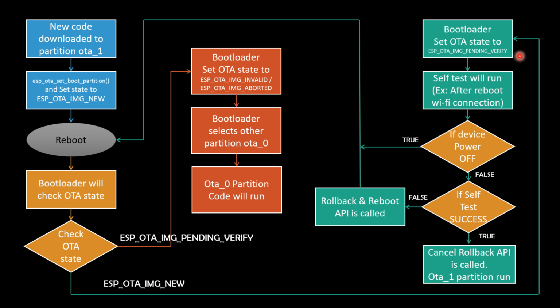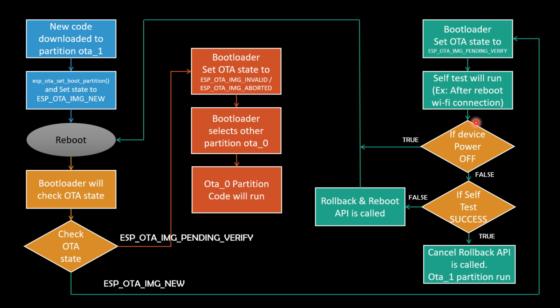It has not changed the state to image valid. So in that case, what will happen? The bootloader will set the OTA image to invalid or aborted, and the bootloader will select the partition OTA 0. That is, a rollback has occurred here, and OTA 0 partition code will run from there onwards. Then after that, if you reboot the device n number of times, only this OTA 0 partition code will run.